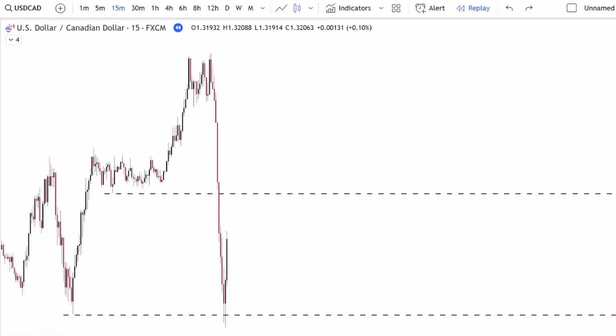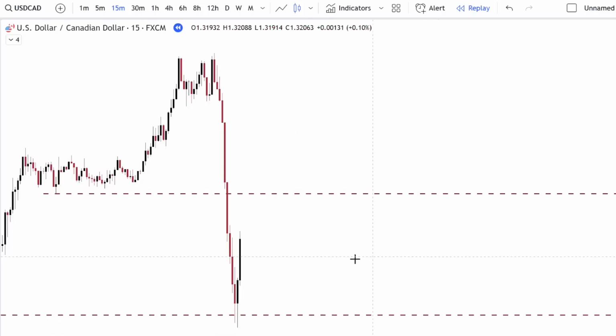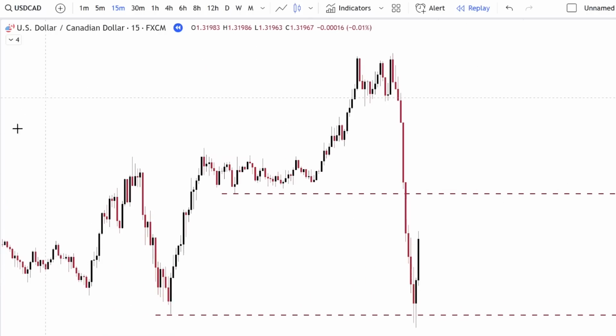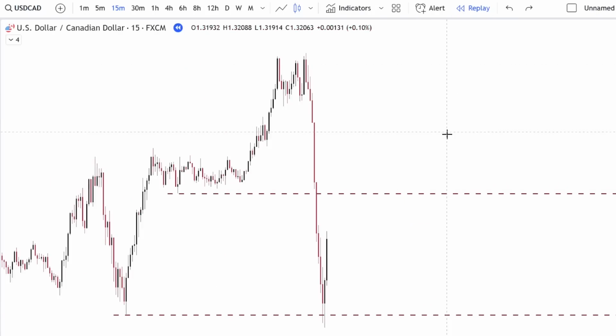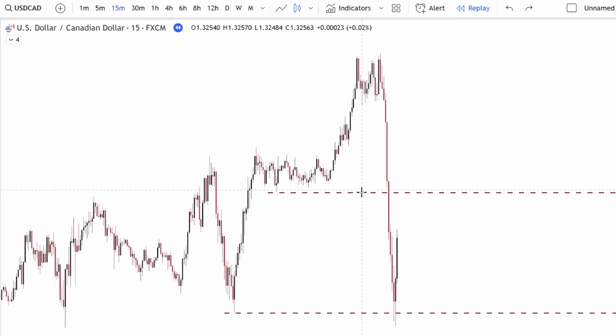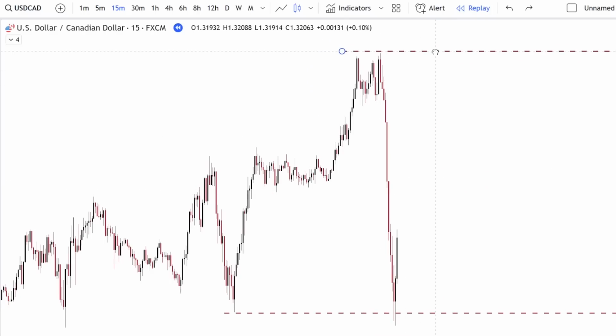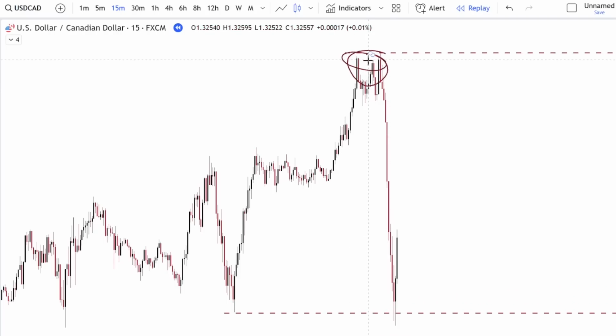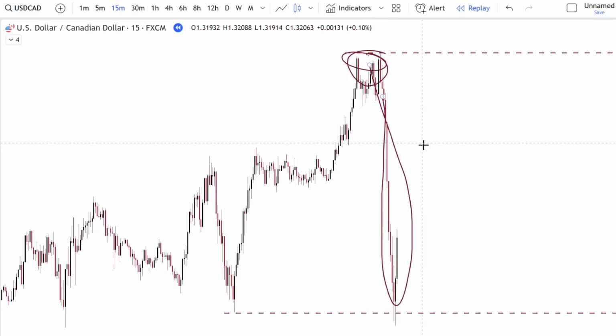Price took out this level of liquidity and gave us a strong bullish indication. So now the price gave us a strong bullish indication. We're turning to this level of liquidity. Why this level? Because the selling pressure in this level right here formed this entire move. And we know that one-sided market will more than likely be filled up.